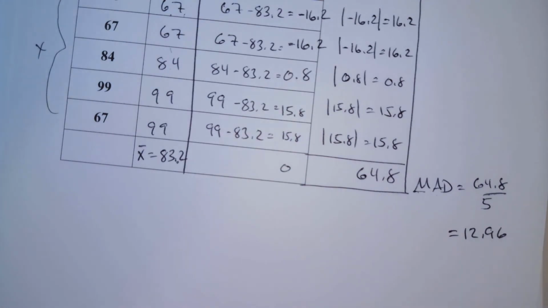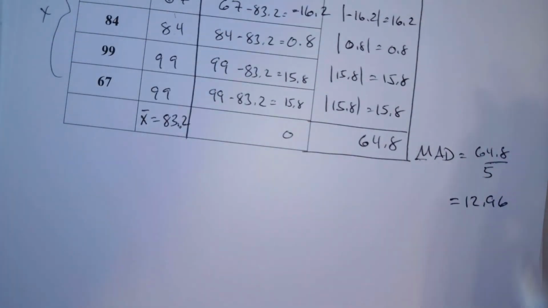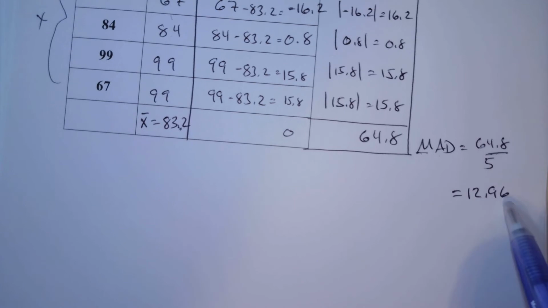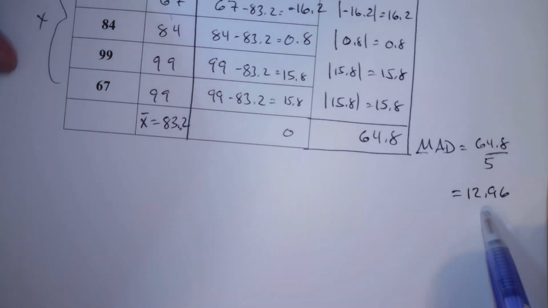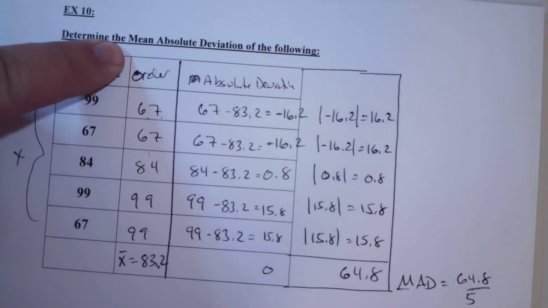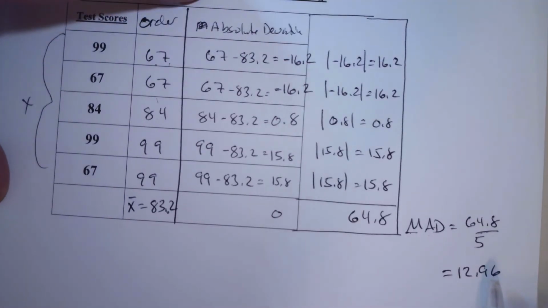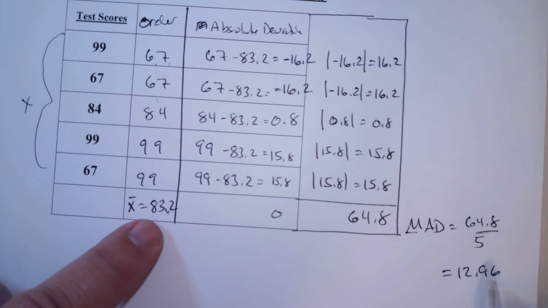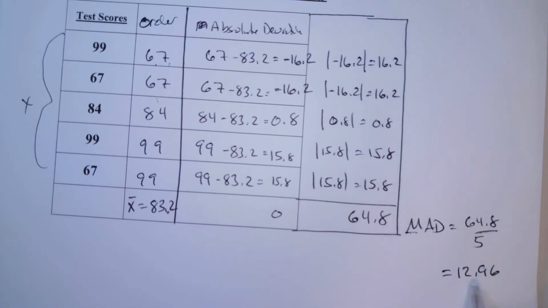So that is now going to lead us. This says now on the average. Mean is the average. That's what the M stands for. So the average distance each of these points are from the mean, it varies by 12.96.